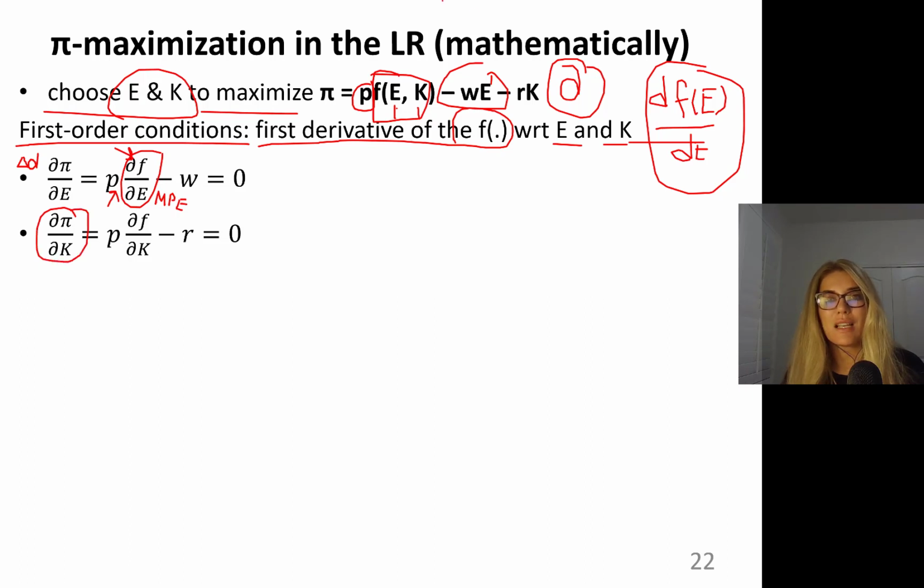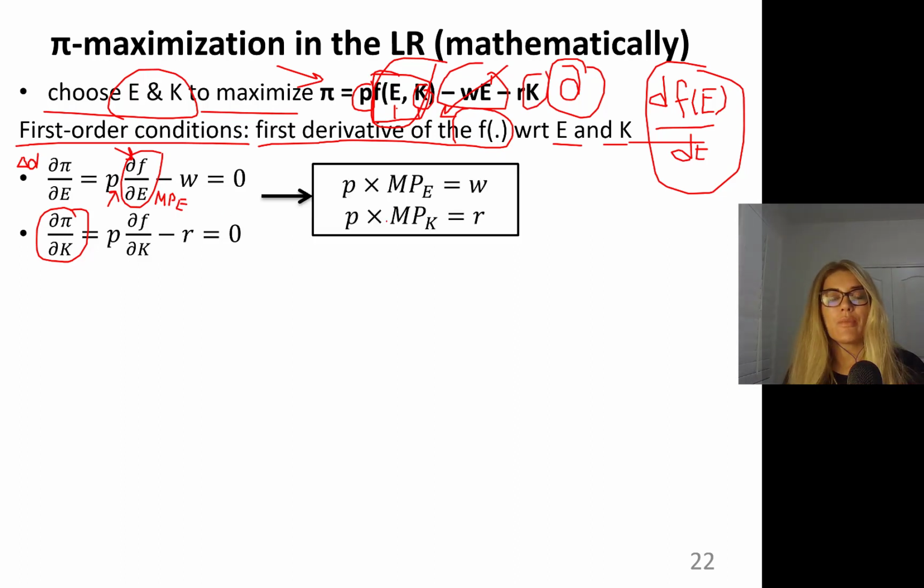So price times, now we're taking the first derivative of this function, the partial derivative with respect to K this time, okay? Minus, this becomes a constant number. This appears when we're taking the derivative of the profit function with respect to K. And from here we have negative R equals 0. Rearranging, we get something very similar, right?